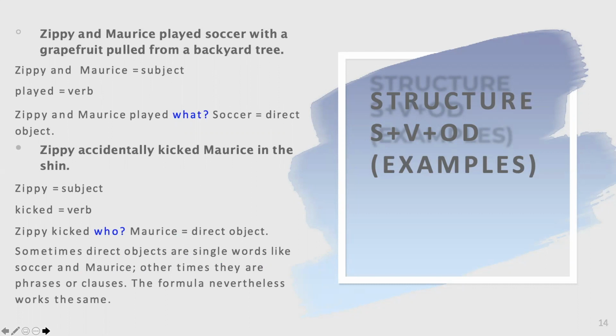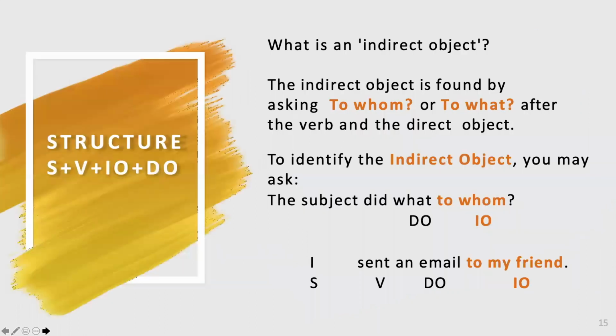Now let's see the other example. Zippy accidentally kicked Maurice in the shin. Again, you know, Zippy is the subject, kicked is the verb. Now you ask yourself, Zippy kicked who? And the answer comes, Maurice. So in this case, Maurice is the direct object. So sometimes direct objects are single words like soccer and Maurice, but other times they are phrases or clauses. The formula, nevertheless, works the same. So you always ask yourself, what or who? Okay.